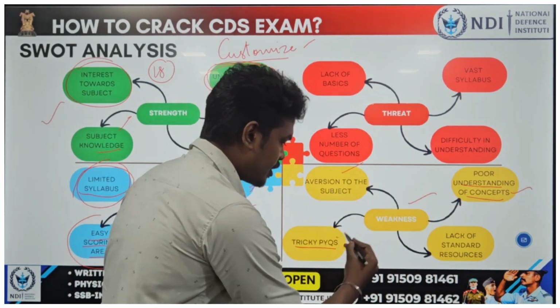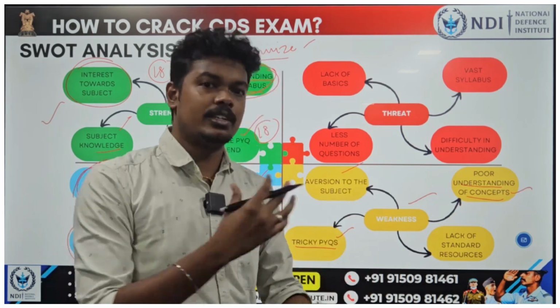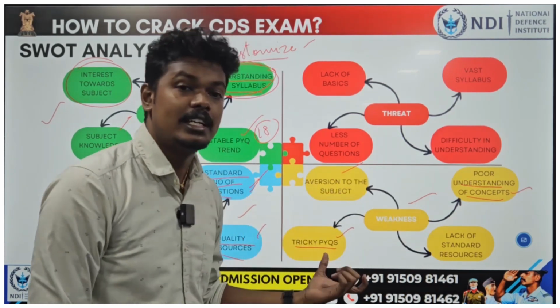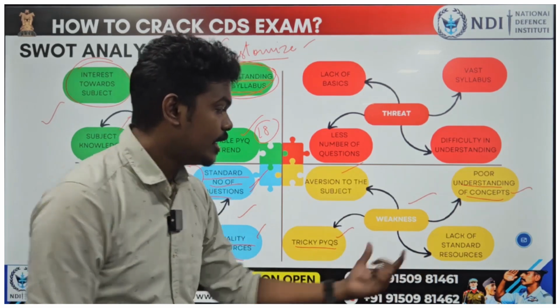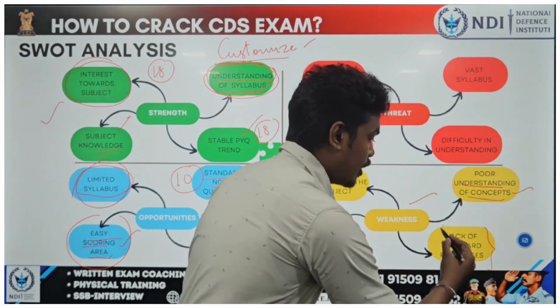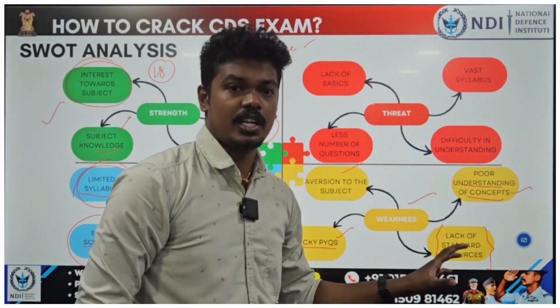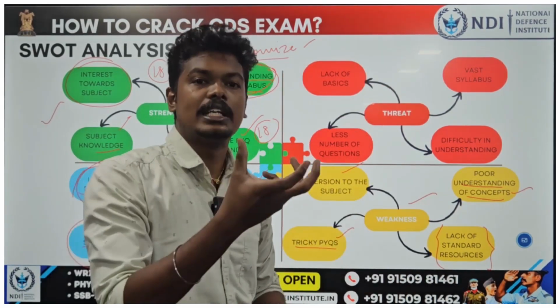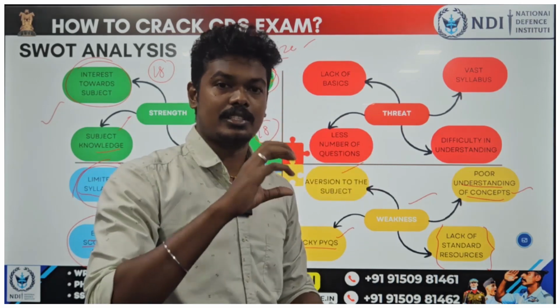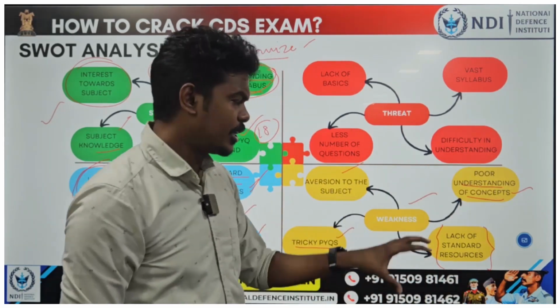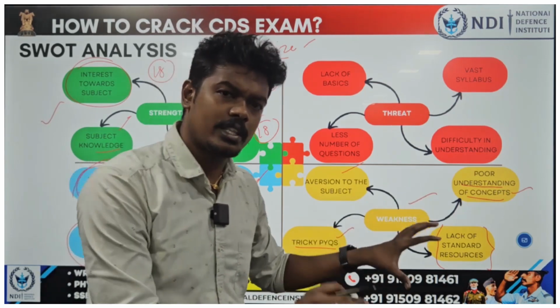Then tricky previous year questions. In spite of trying to read in detail and solve the previous year questions, you feel that you are still lagging in it. And then lack of standard resources. For history, the syllabus is very vast. Finding the right material itself is a challenge. So, if you feel ancient history and medieval history have any of these factors, then you put that under weakness. Okay sir, if I put it under weakness, should I not do anything about it?